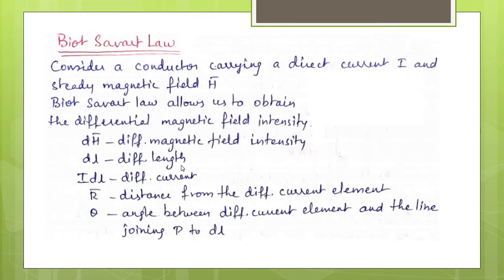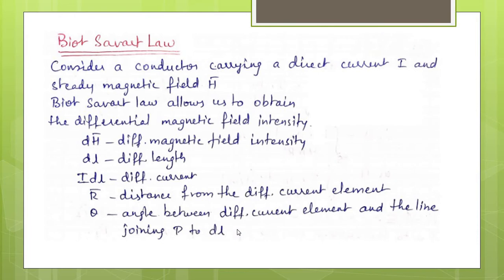If we take a conductor which is carrying a direct current of I, the current carrying conductor will have a steady magnetic field around it. By using the Biot-Savart law, we can find the differential magnetic field intensity. If dH is the differential magnetic field intensity and dl is the differential length, we can take I dl as the differential current which is passing through the differential length dl, and r is the distance from the differential current element, and theta is the angle between the differential current element and the line joining the point P to dl.